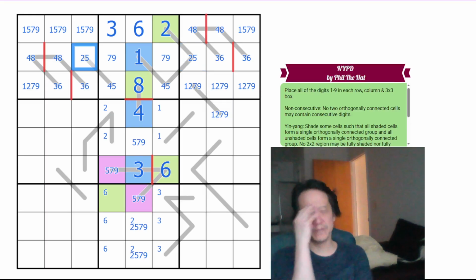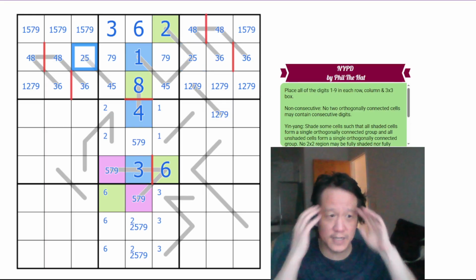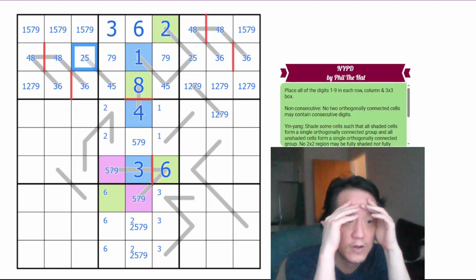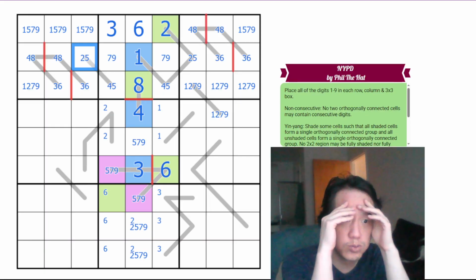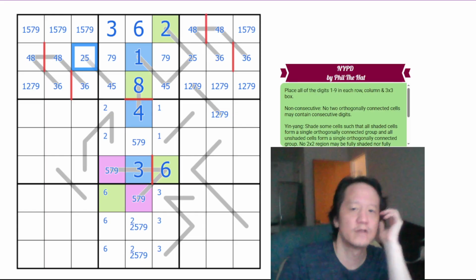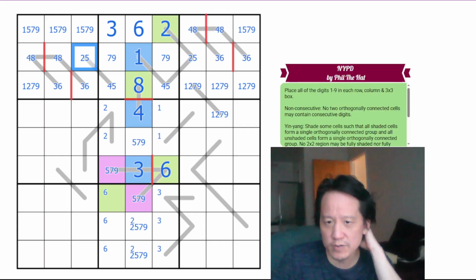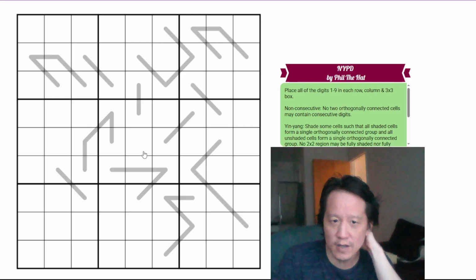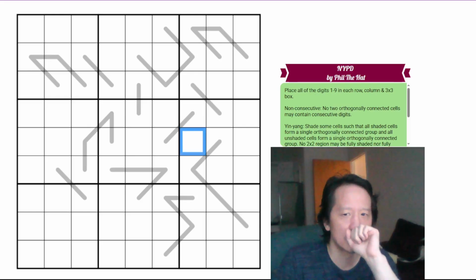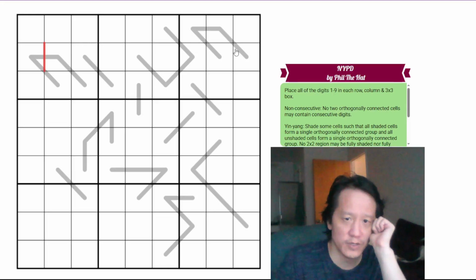What's going on? Okay, this non-consecutiveness is throwing me for a loop now. Okay, let's reset the mental. Let's get a clean sheet. We know there has to be a 1-to-2 ratio here and a 1-to-2 ratio here. And a 1-to-2 ratio here.